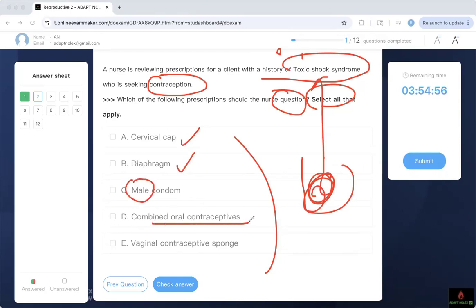Combined oral contraception, you take it by mouth. And vaginal sponge, you leave it in the vagina. Therefore, ABE is your right answer.